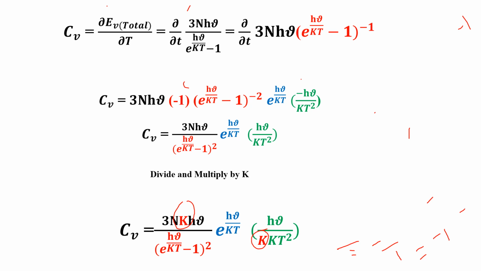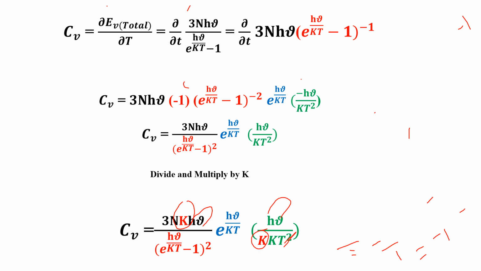Already you see there are h nu and here also h nu into h nu the whole square. Already there is a t square in the denominator, and also now you have introduced a k. Already the k is present in the denominator, that k is highlighted in green color, and the newly introduced k is highlighted in the red color. So k into k square.